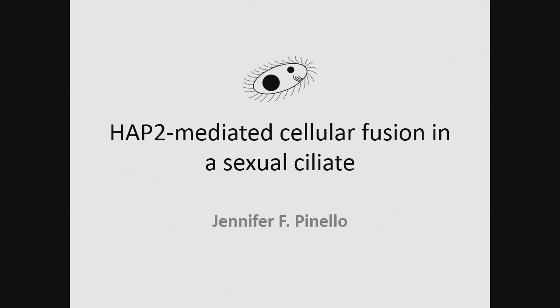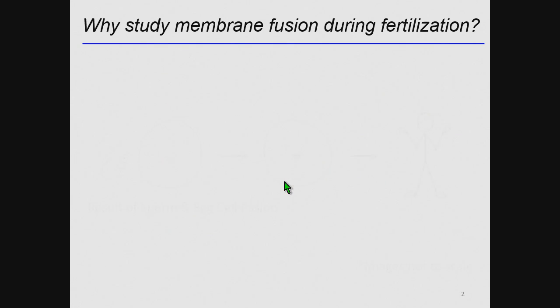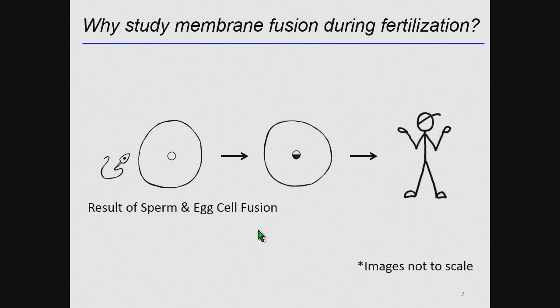So my studies for my graduate work are focused on HAP2-mediated cellular fusion in Tetrahymena thermophila. Membrane fusion is a process in which separate lipid bilayers merge to create a single continuous membrane. And usually this occurs under the direction of specific proteins through the formation of a hemifusion intermediate. And among all of the membrane fusion events within an organism's lifetime, I would argue that perhaps the most defining, crucial, and exquisitely controlled is that of gamete membrane fusion, which occurs during sex.